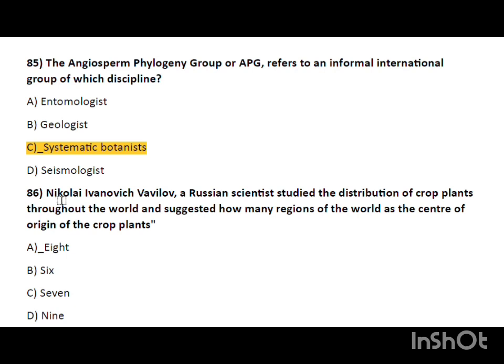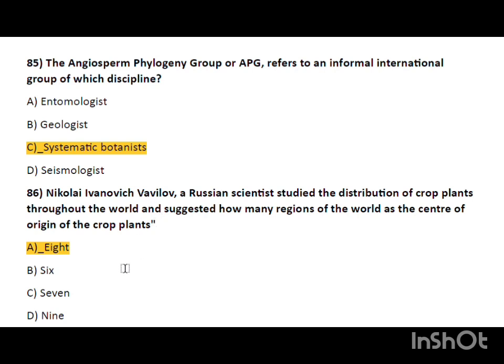Then question number 86. Nikolai Ivanovich Vavilov, a Russian scientist, studied the distribution of cropland throughout the world and suggested how many regions of the world as the center of origin of the cropland. Options are A 8, option B 6, option C 7, option D 9. First they proposed 8, classified into 8, then next 11. There are 8 centers of origin and 3 subsidiary centers, so total 11 centers of origin of the cropland.